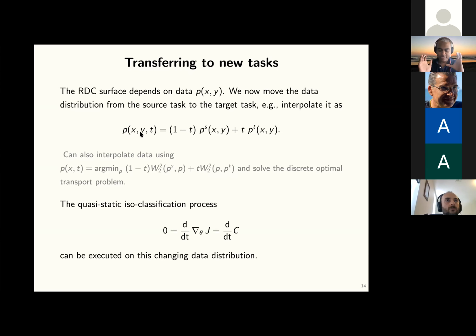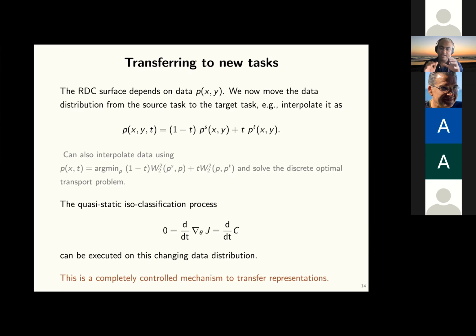So think about what is happening here. I trained my neural network on a source dataset. I'm now changing my source dataset to go closer to the target dataset, and the model is tracking these changes in the dataset, and I can track these changes efficiently and effectively because I force the model to remain on the equilibrium surface. The equilibrium surface is a constraint that ties parameters of the model and doesn't let them fall out of equilibrium. This is a completely controlled mechanism for transferring representations, and that is what is unique about it.